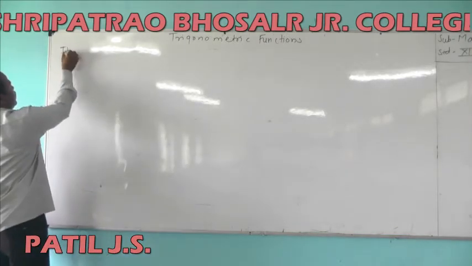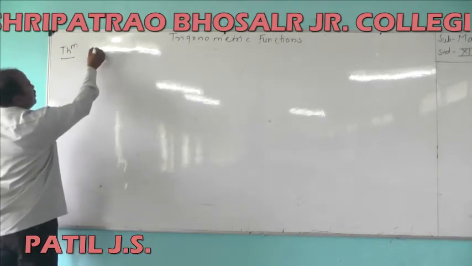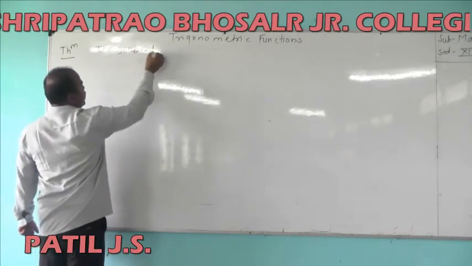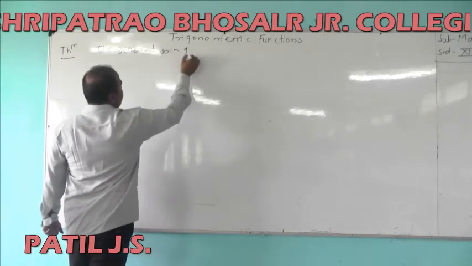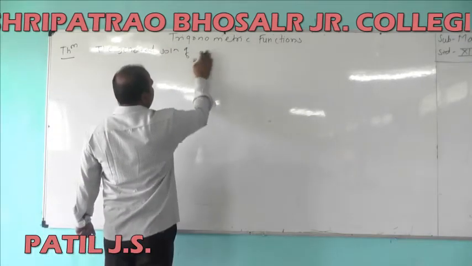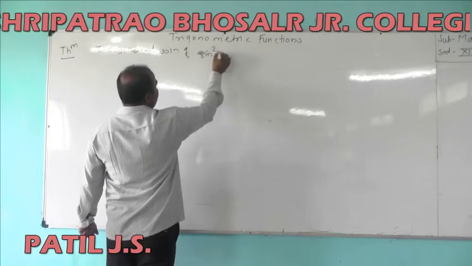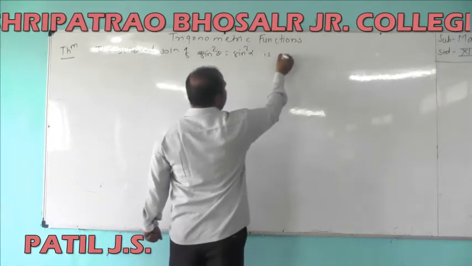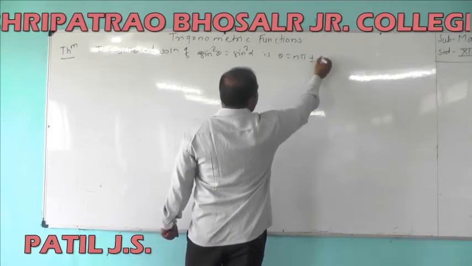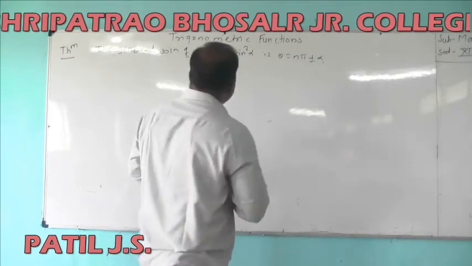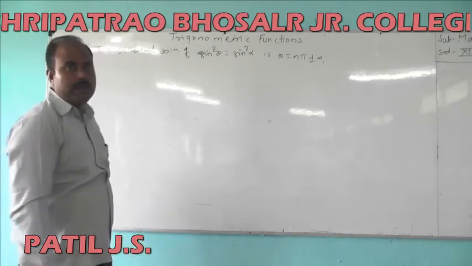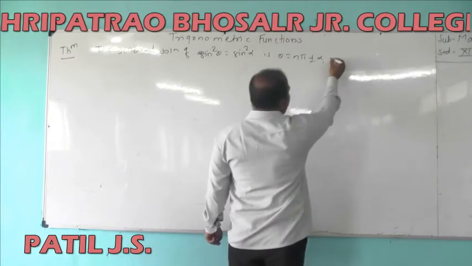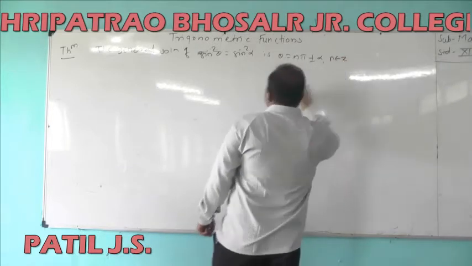Next theorem, the general solution of sin square theta is equal to sin square alpha is theta is equal to n pi plus or minus alpha. Sin square theta is equal to sin square alpha is theta is equal to n pi plus or minus alpha, n belongs to Z.